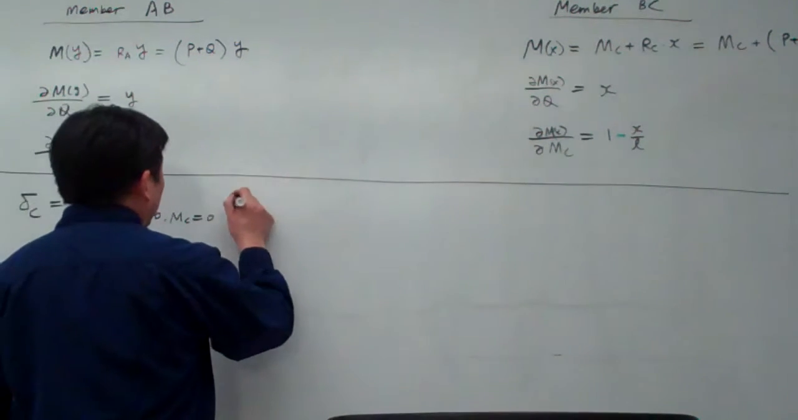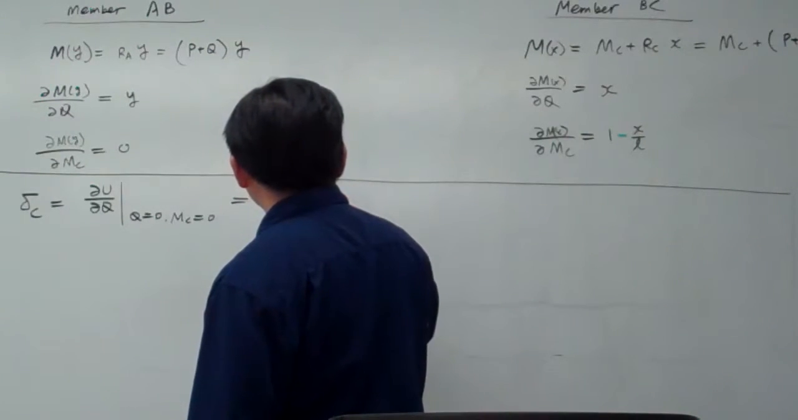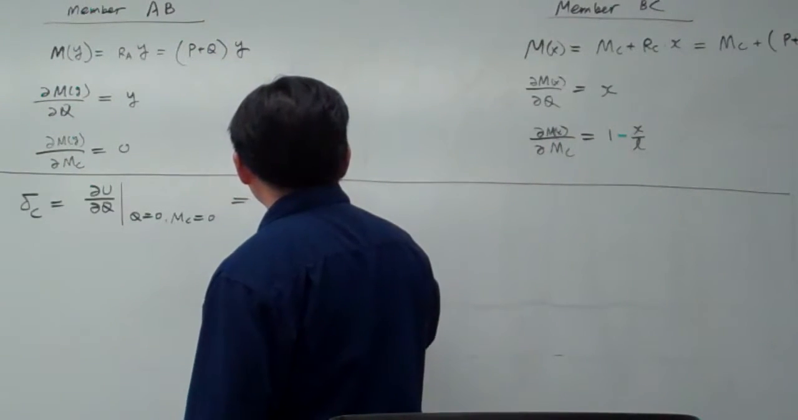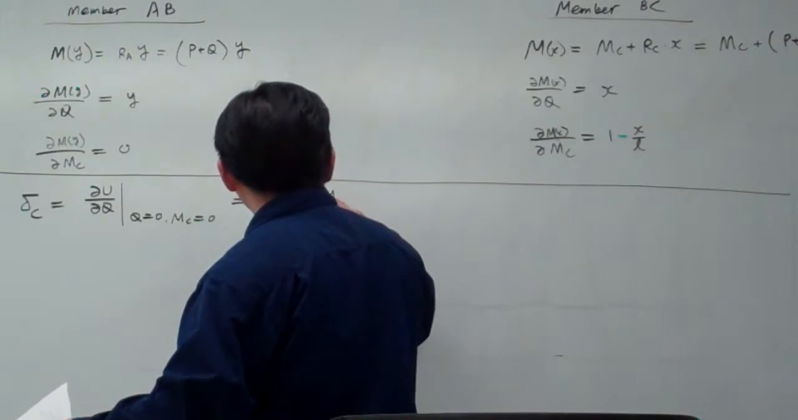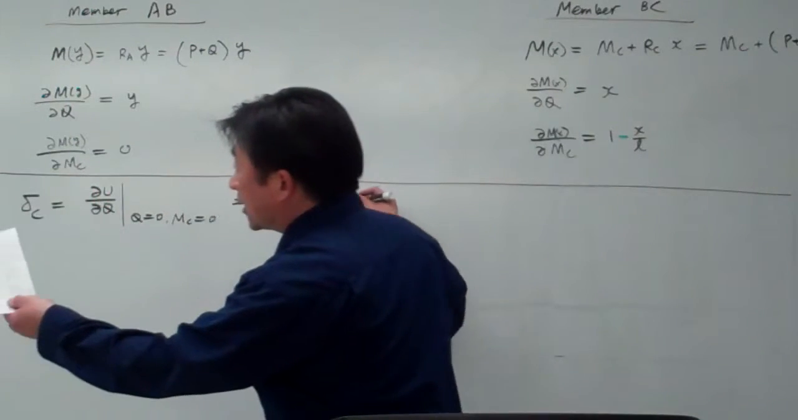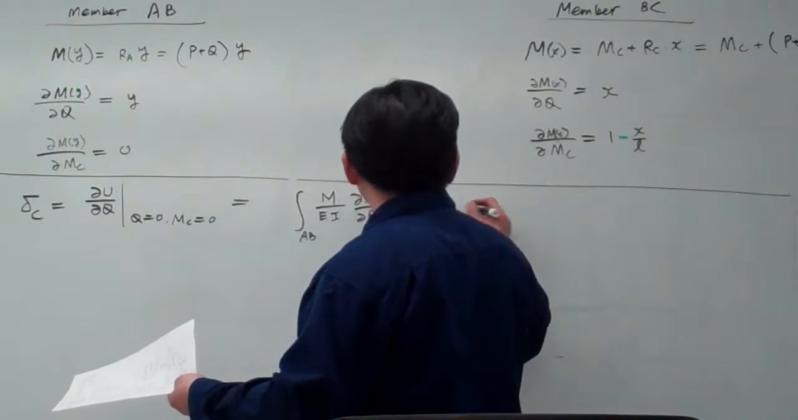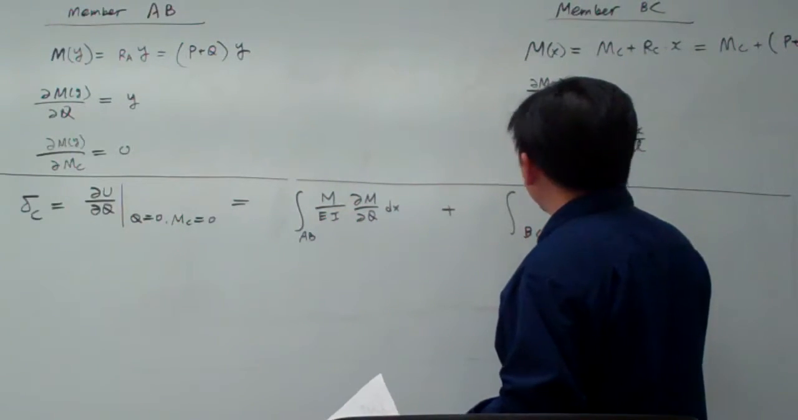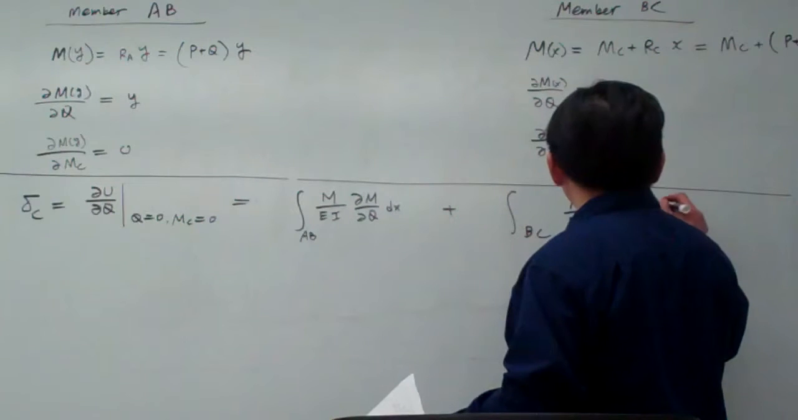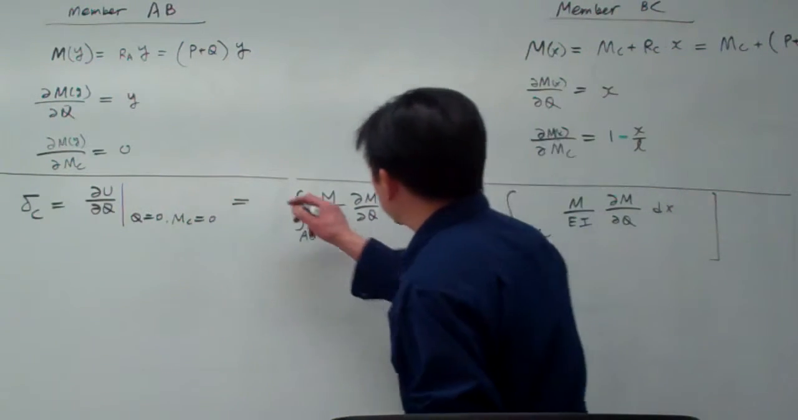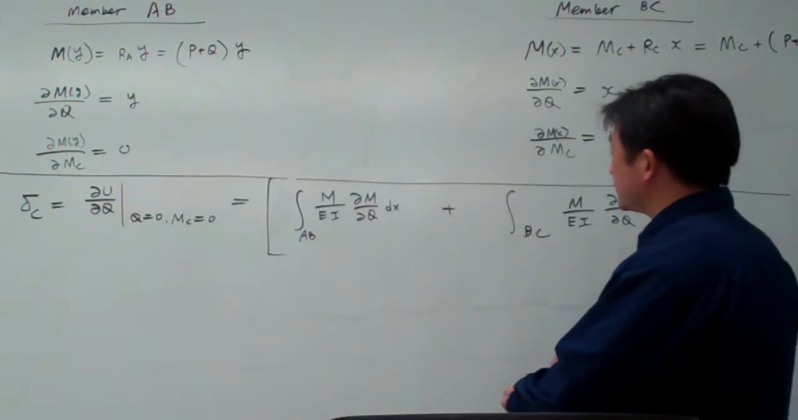So that portion will be the Q portions, and this is in AB, and we look at this one carefully: the integral of (1/EI) times partial M partial Q times M dx in AB, plus in BC the integral of (1/EI) times partial M partial Q times M dx. And remember, we set Q equal to 0, MC equal to 0.